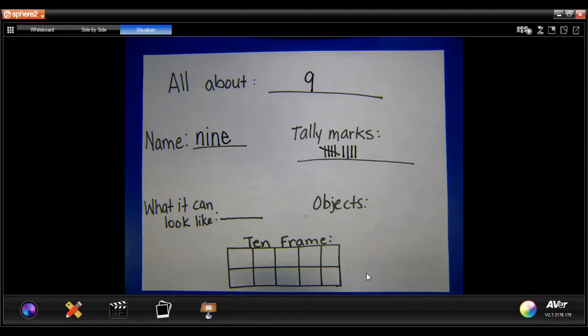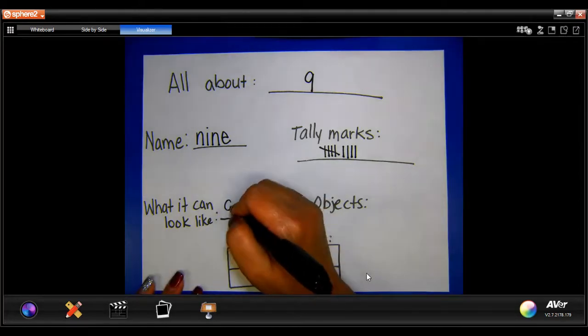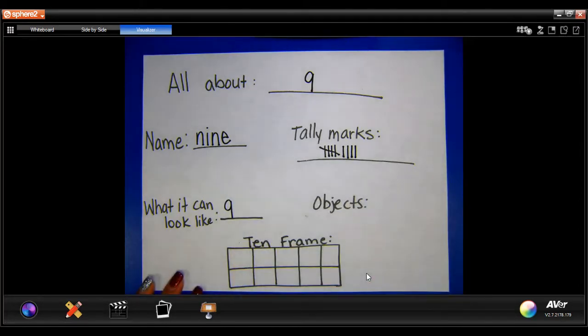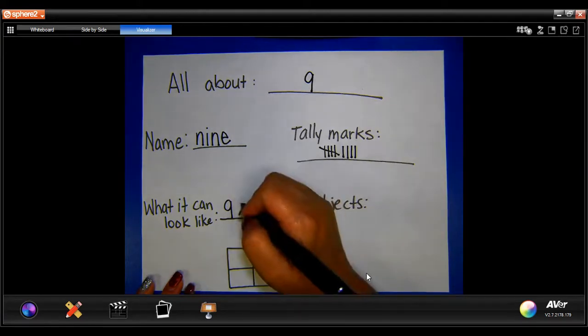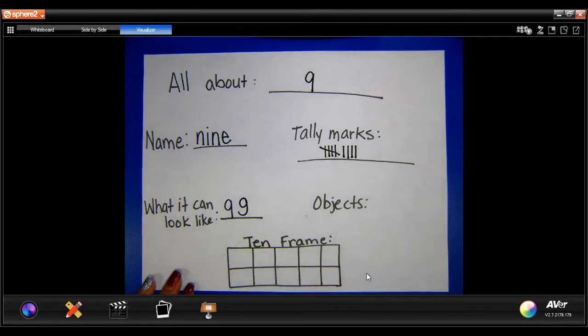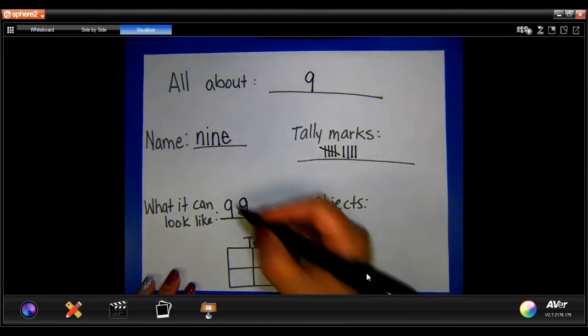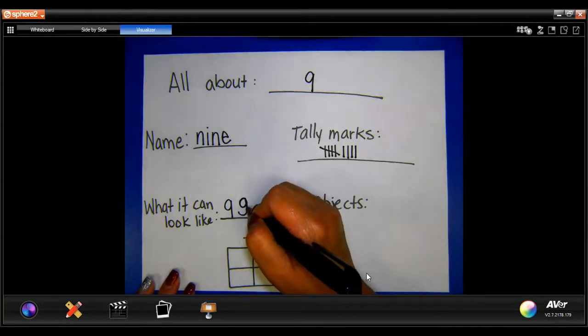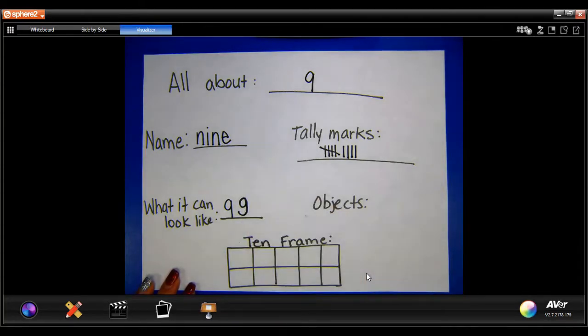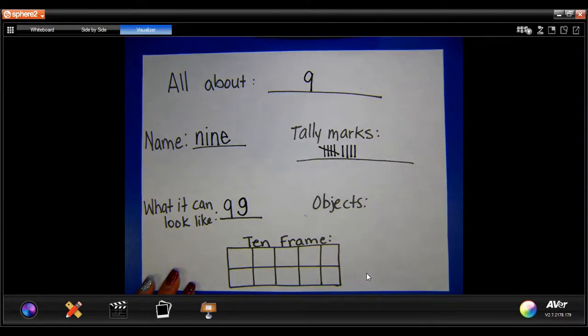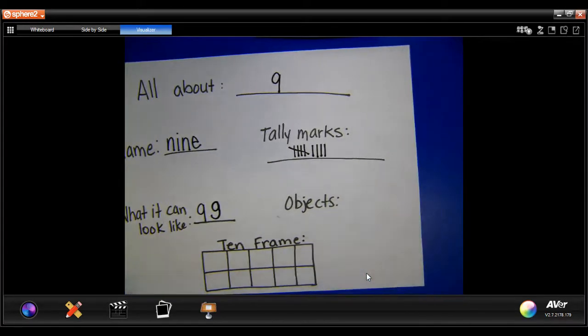So what can it look like? Okay, number 9 could look like this. And also sometimes, I don't know if I can draw it, but sometimes it's a little bit more curved. Kind of looks like a G sometimes. I don't think I drew it very nicely, but sometimes this is how you might see it on the computer or your tablet. Okay, and here we're going to do objects, and my stickers are too big, so I'm going to start drawing. I need to draw 9 things.